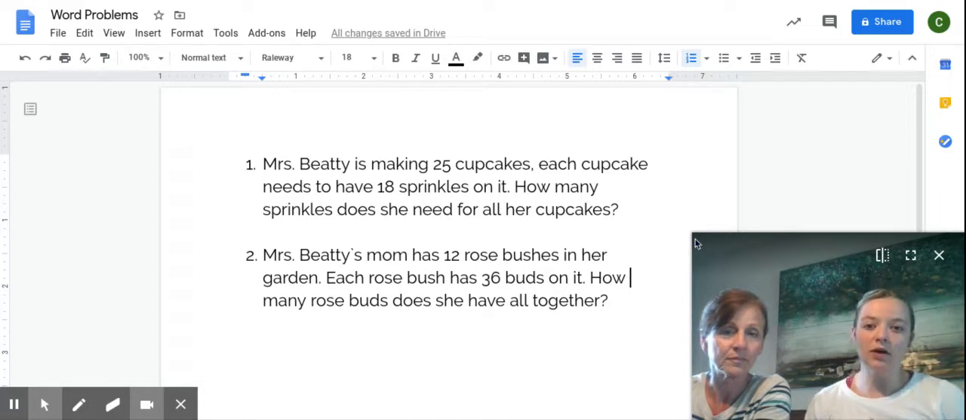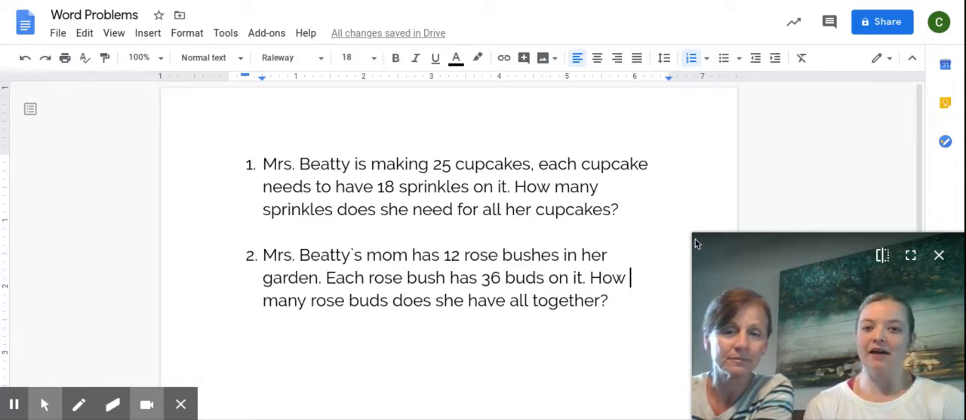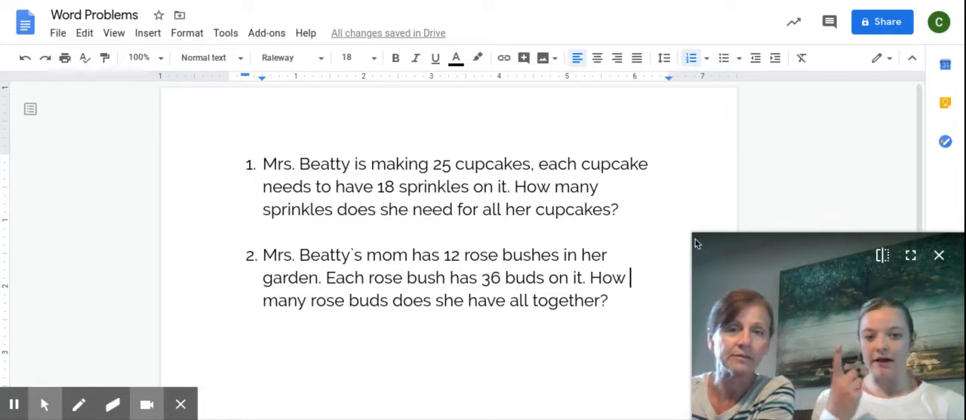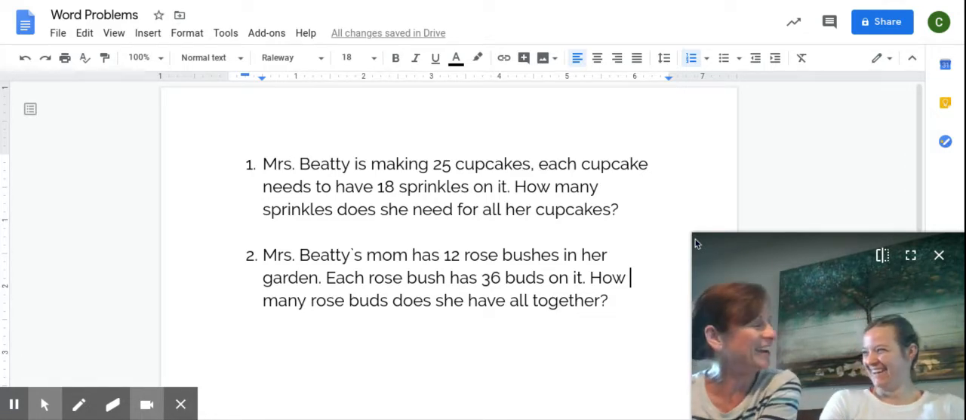So number 1, it says Mrs. Beatty is making 25 cupcakes. Yum. Each cupcake needs to have 18 sprinkles on it. How many sprinkles does she need for all her cupcakes? Okay, so I've read my problem. What do you think step 2 is? Look for the numbers you should be working with.